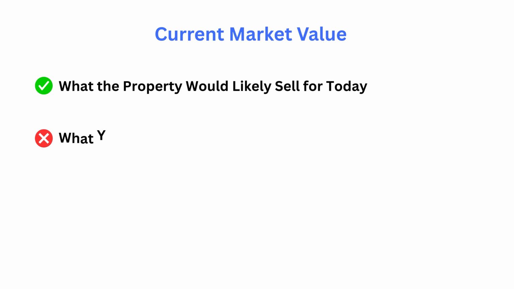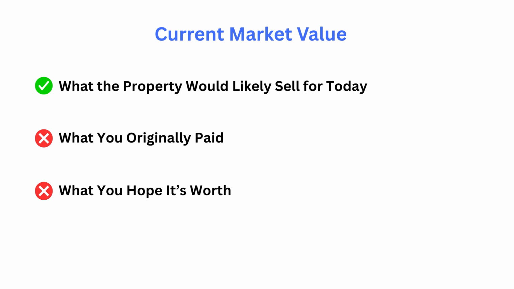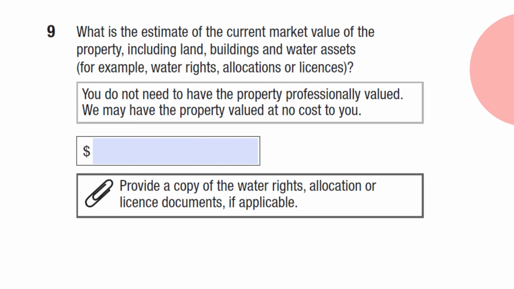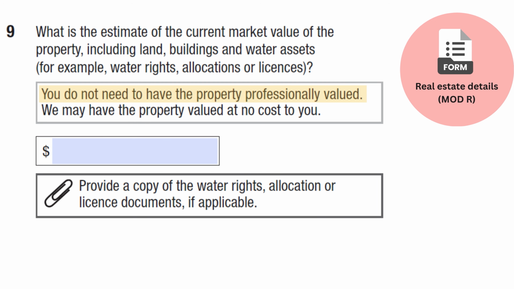Current market value is what the property would likely sell for today. It's not what you originally paid or what you hope it's worth, and it's different from the property value shown on council rates and valuation notices. When you apply for the age pension, you don't need to have the property professionally valued. You can give your own estimate of the property's current market value, and Centrelink will take it into account, but they don't just accept it at face value.